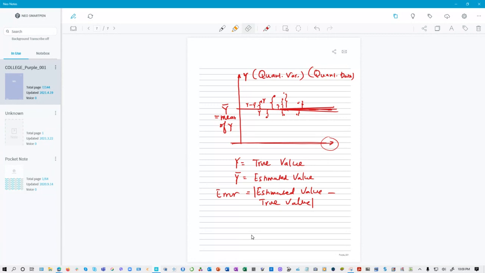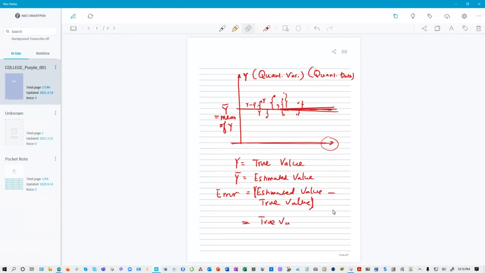It may be positive or negative. Sometimes the estimated value is more than the true value. In this case, the estimated value is more, so if you take the difference, you get a positive. Or you can do the other way around. If you want, you can write it this way or this way.